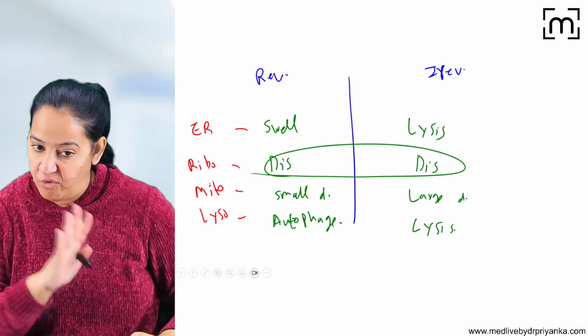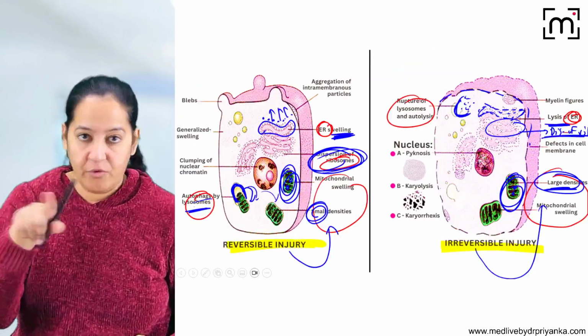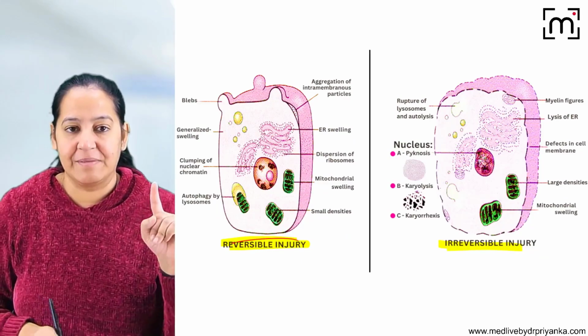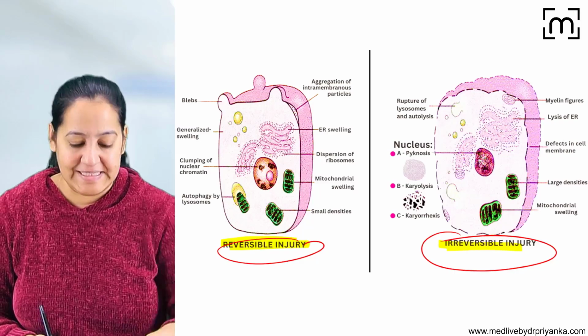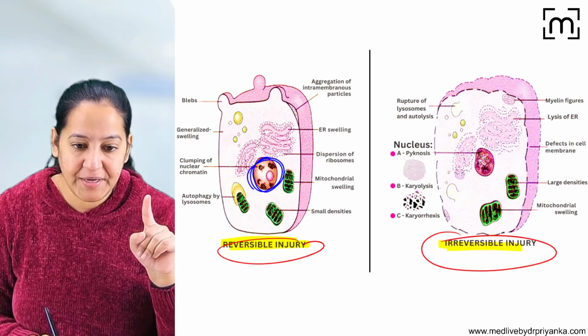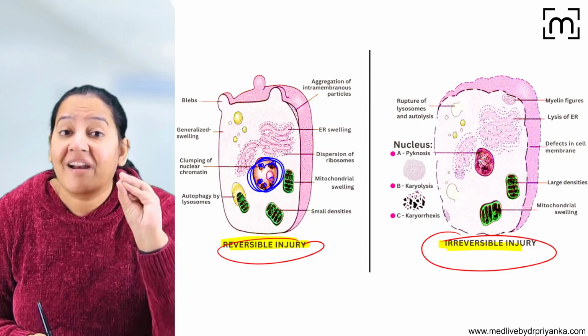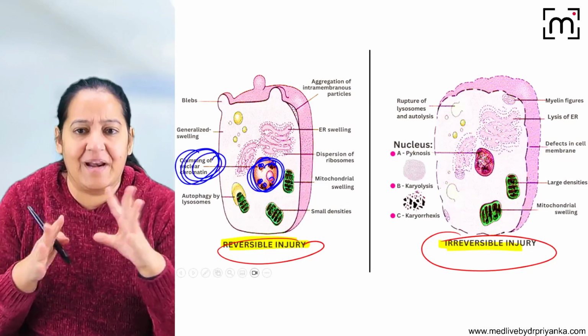So please compare the 4 organelles. Compare the cell membrane. We have compared here. Compare the 4 organelles. Finally, compare the nucleus in reversible and irreversible cell injury. Can you compare the nucleus, please? Now see the nucleus here. Can you see the nucleus in reversible cell injury? The nucleus is showing only one thing, clumping of chromatin. The chromatin gets clumped.